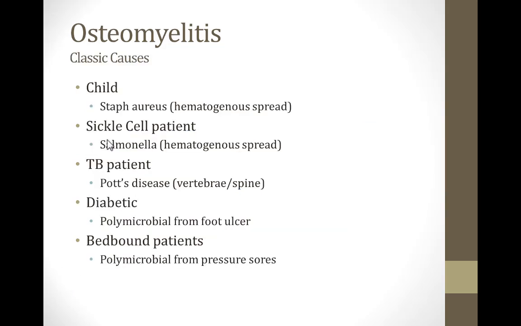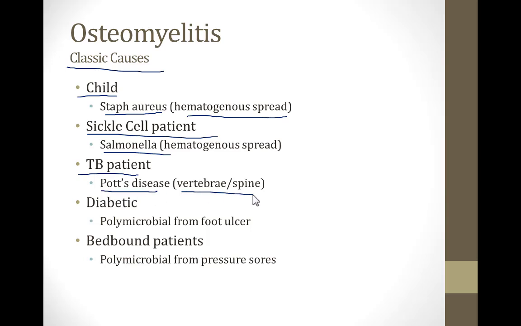This is a good point to just pause here and review the classic causes of osteomyelitis that you should know for your board. So in a child, it's often from Staph aureus from some type of hematogenous spread. Sickle cell patients classically get osteomyelitis from salmonella. Sickle cell patients are functionally asplenic, meaning that their spleen does not work properly from all the sickled cells, and salmonella can thrive in patients who don't have a functioning spleen. Patients who have tuberculosis in the lungs and then get pain in their back often have what's called Pott's disease, and this is where the tuberculosis mycobacteria has spread to the vertebra or spine.